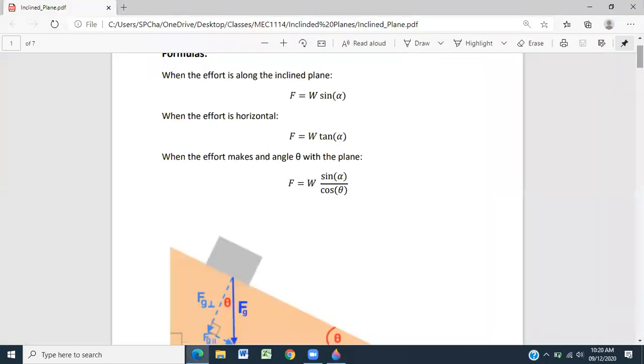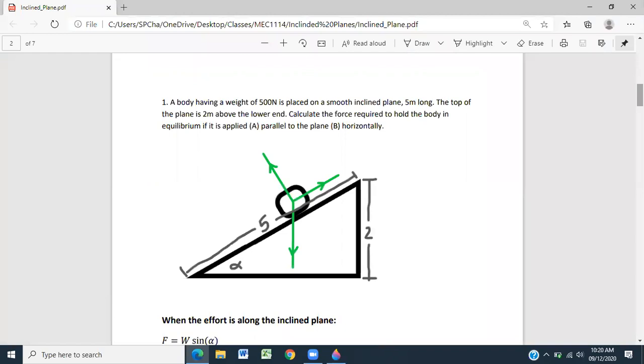So let's start off by working number one, and we'll prove the formulas as we go along. A body having a weight of 500 newtons is placed on a smooth inclined plane, 5 meters long. The top of the plane is 2 meters above the lower end. Calculate the force required to hold the body in equilibrium if it is applied A, parallel to the plane, or B, horizontally. So let's set up our inclined plane.